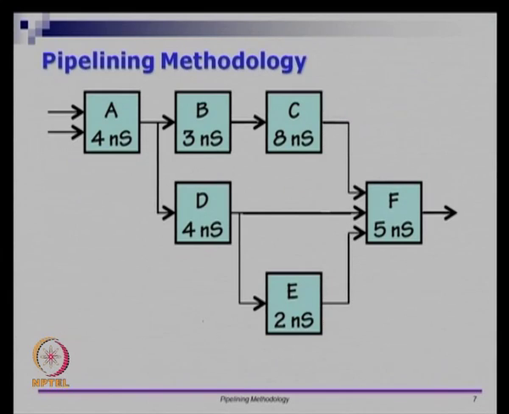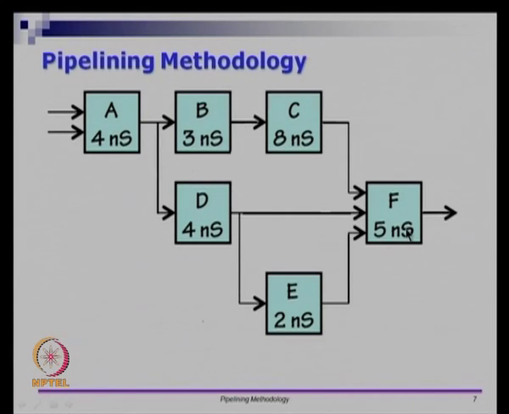So let us look at this slightly more detailed example. Again, let us not worry about what these actual basic blocks are. There are 6 basic blocks named A to F. These are some combinational circuits, and they have these delays. A has a delay of 4 nanoseconds, B has a delay of 3, C has a delay of 8 and whatnot.